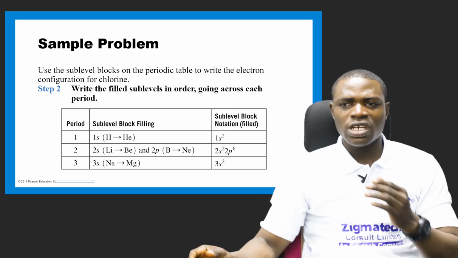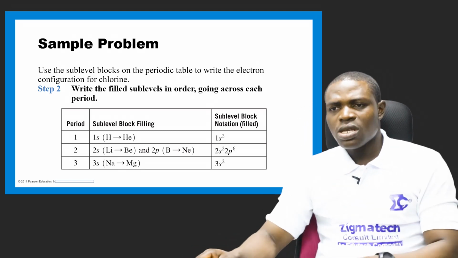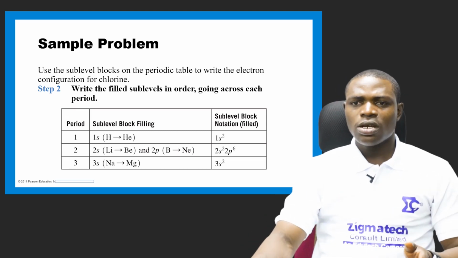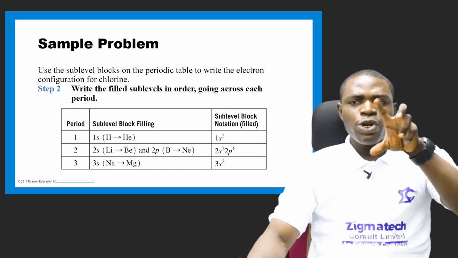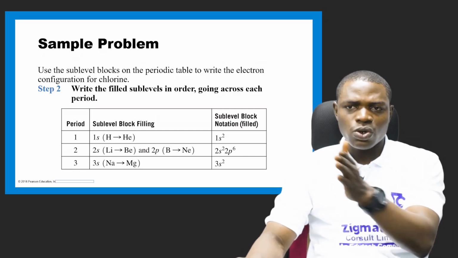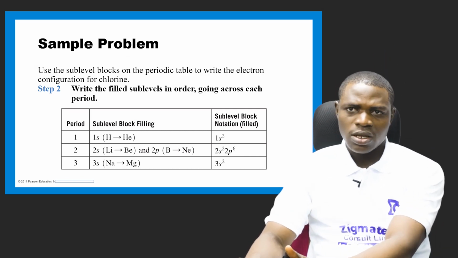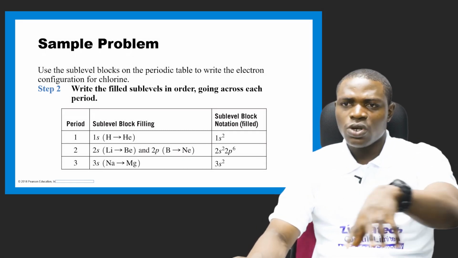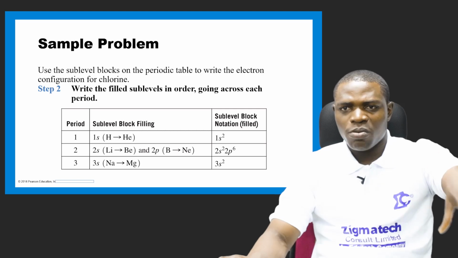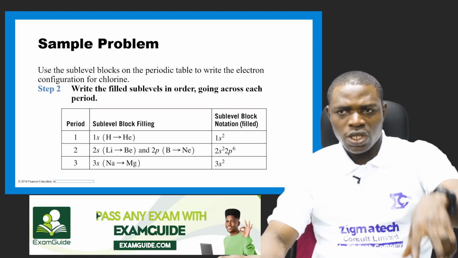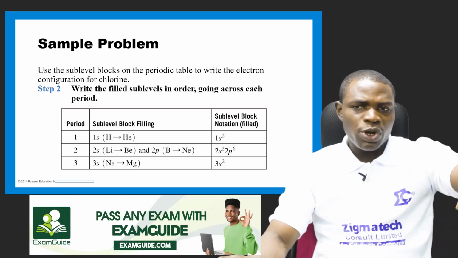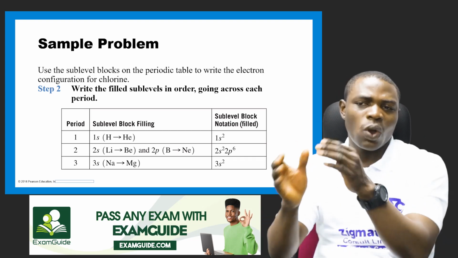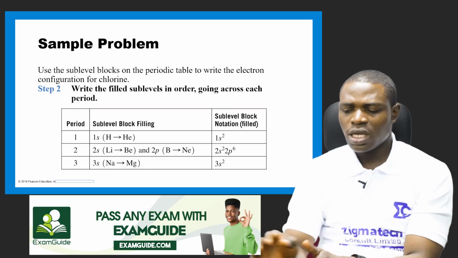Period 3, you have 3s, then 3p, 3d, and you follow that order from the first element to the last element. In period 1, you have from hydrogen to helium. Please don't make a mistake. In period 1, we only have from hydrogen to helium. In period 2, we have from lithium to neon. In period 3, we have from sodium to argon, at least considering the first 20 elements in the periodic table.